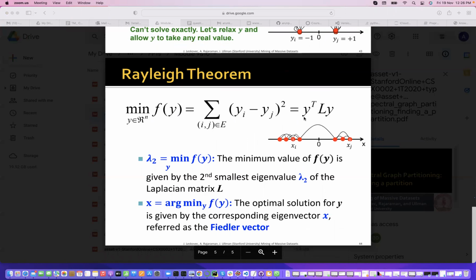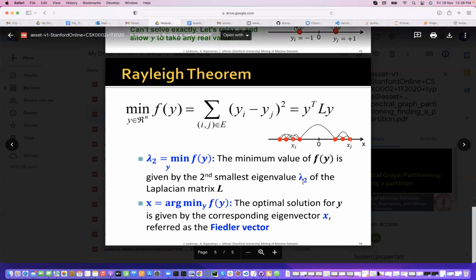The minimum of f(y) over y belonging to Rn, where f(y) equals the sum over ij belonging to E of yi minus yj whole square, you can write in terms of y transpose L y. You know what the L matrix is. So lambda 2 is nothing but the minimum of f(y). The minimum value of f(y) is given by the second smallest eigenvalue, lambda 2, of the Laplacian matrix L.